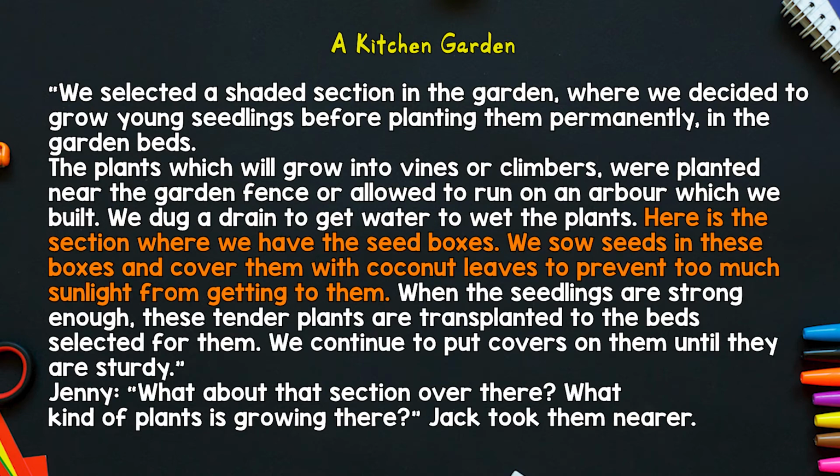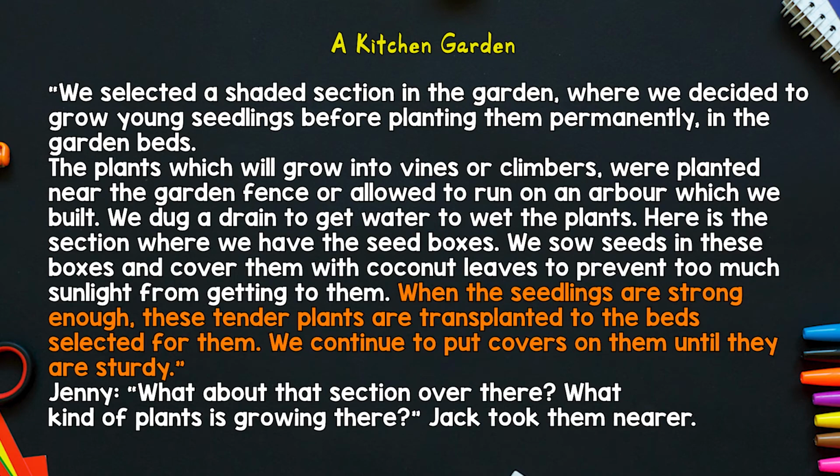Here in this section where we have the seed box, we sow seeds in these boxes and cover them with coconut leaves to prevent too much sunlight getting on them. When the seedlings are strong enough, these tender plants are transplanted to the beds selected for them. We continue to put covers on them until they are sturdy.